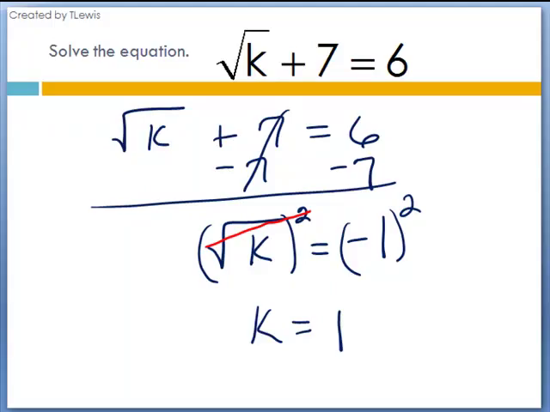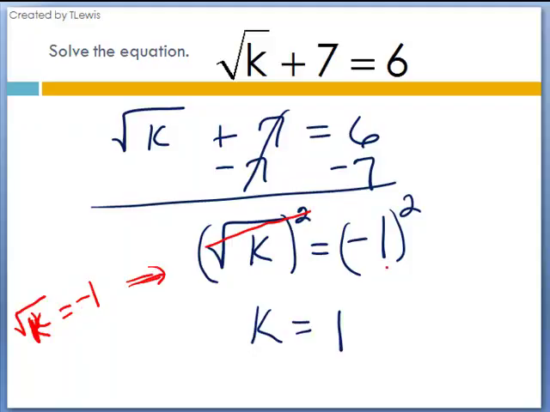Now remember, the square root cannot equal any negative number. It's not going to work out. At this point, when we had this part here, we could have stopped solving the equation, because we would never be able to find a number to put in here for k that, when we take the square root of it, would give us a negative number, because when we take the square root of a number, it's going to give us that positive number.